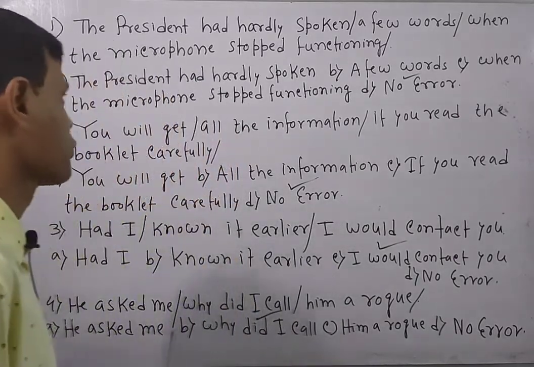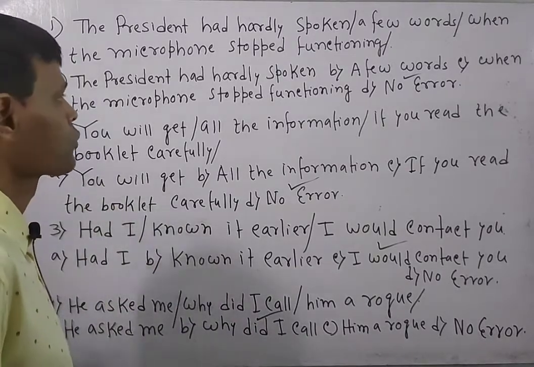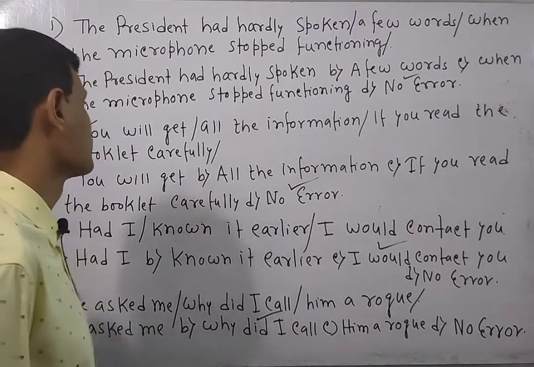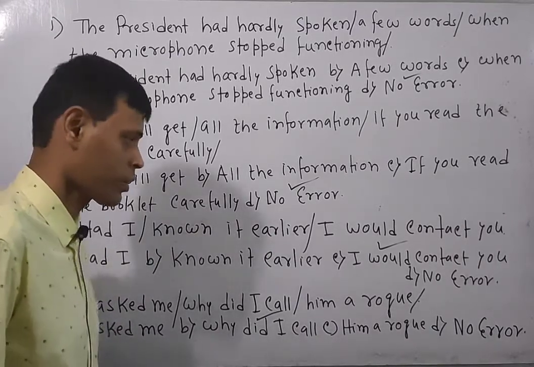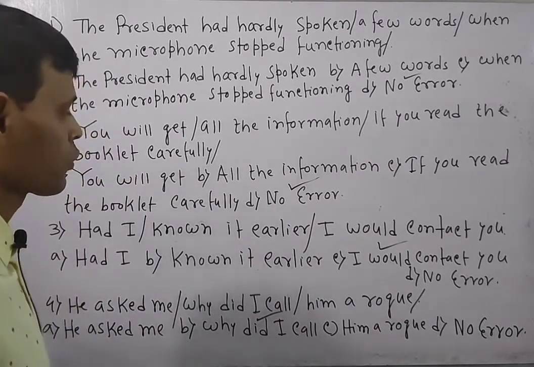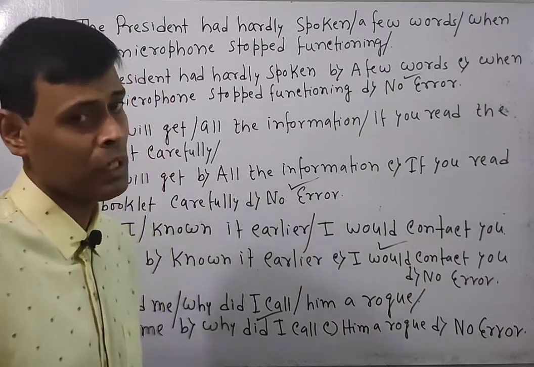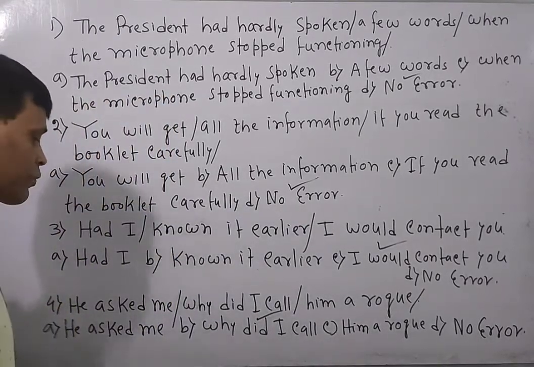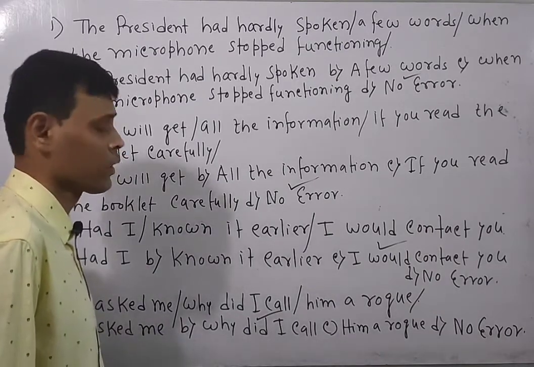Now look at the answers. The first question goes for option D, that is no error. Second goes for option D, that is no error. Third goes for option C, that is I would contact you. It should be I would have, could have, or might have contacted you. Even the last, question number 4, goes for option B, that is why did I. It should be why I called him.